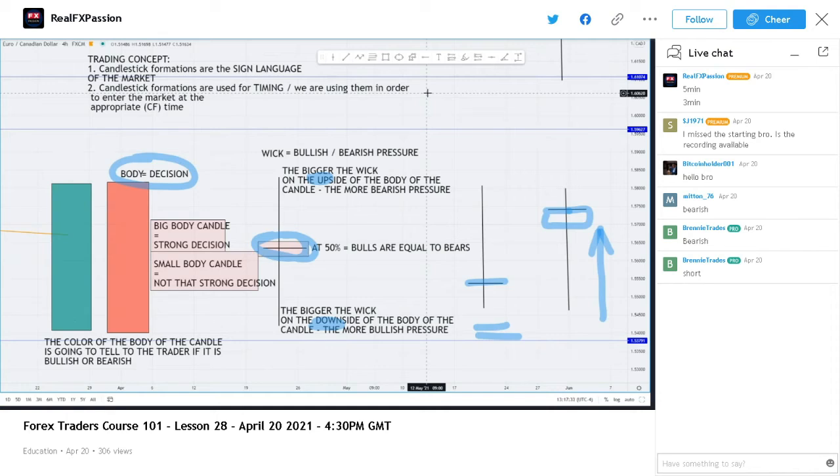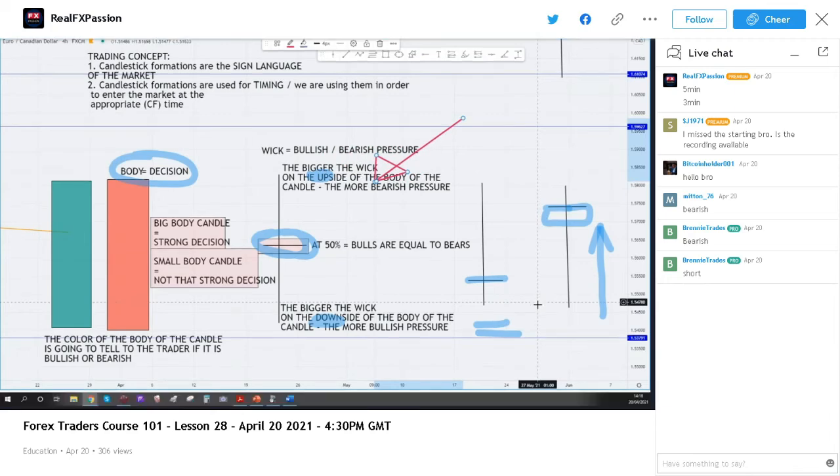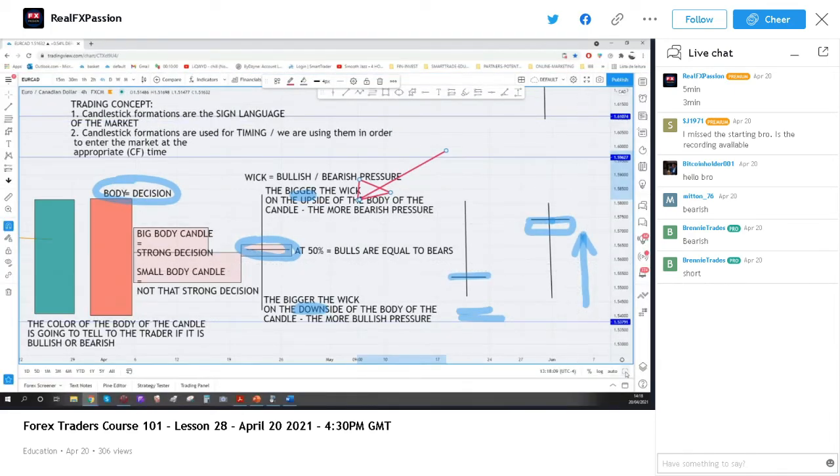The big body candle, strong decision. Small body candle, not that strong decision. And talking about CHF JPY, this here applies. The bigger the wick on the downside of the body of the candle, the more bullish, and the bigger the wick on the upper side, sorry for my English, maybe I have some grammar mistakes, the bigger the wick on the upside of the body of the candle, the more bearish pressure. Bearish pressure, yes sir.